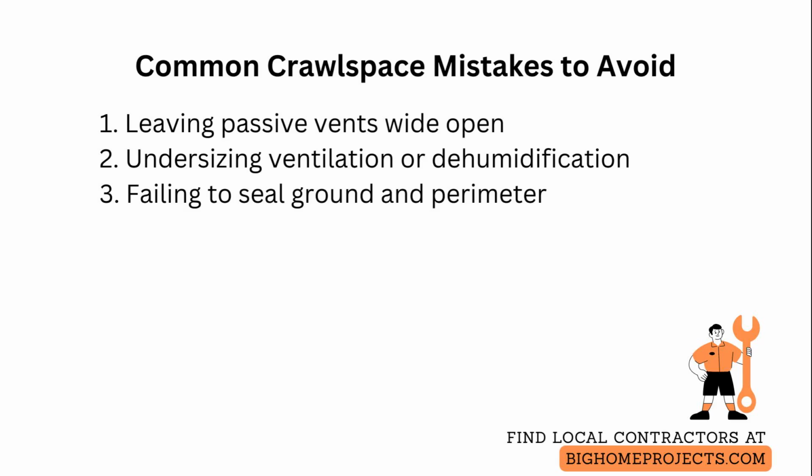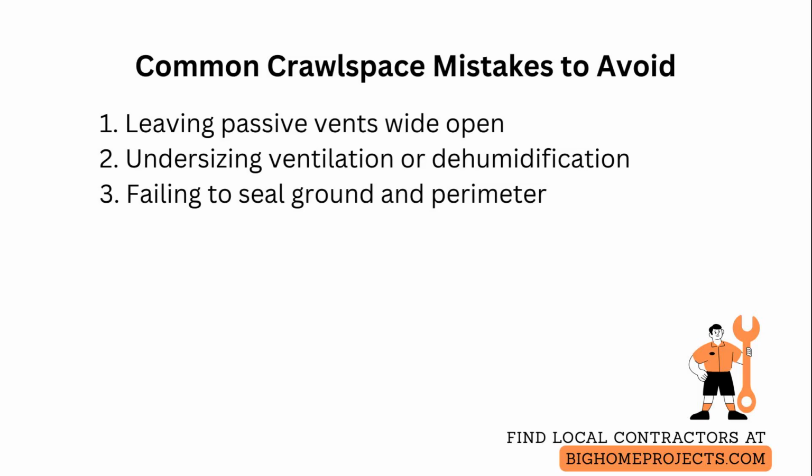A common mistake is leaving passive vents wide open and treating the crawl space like attic ventilation, which drives moisture into insulated floors. Close or reduce vents and use mechanical supply to stabilize conditions. Another error is undersizing the ventilation rate or dehumidification, which allows persistent high humidity. Size to 1 cubic foot per minute per 50 square feet, and choose a dehumidifier with capacity rated for the space and climate.